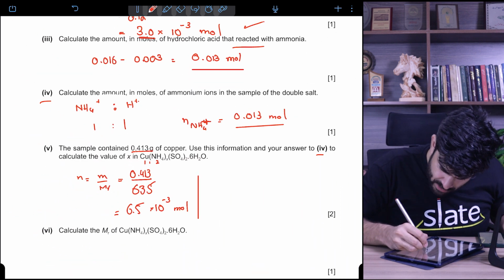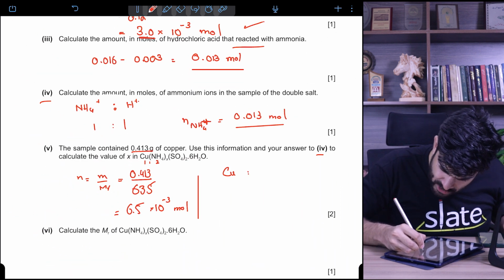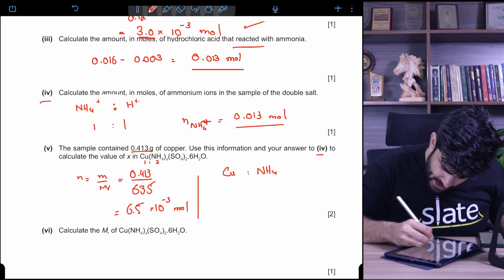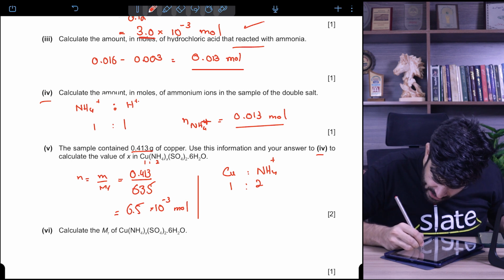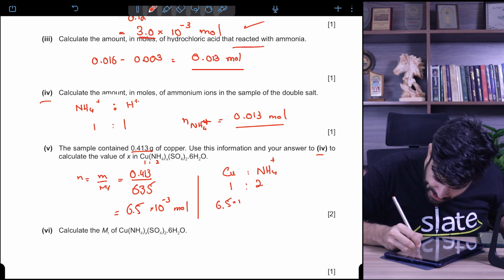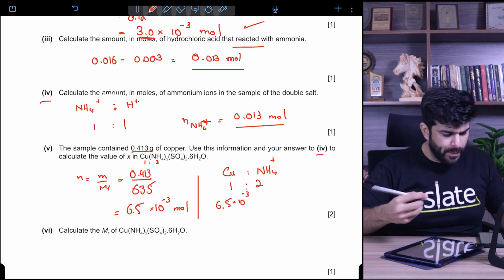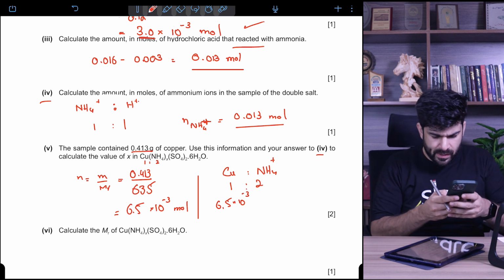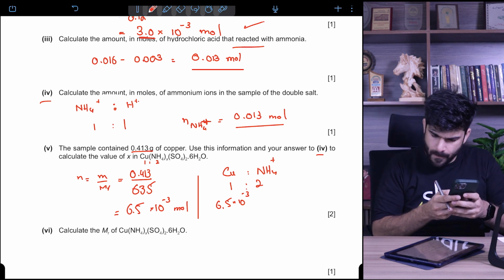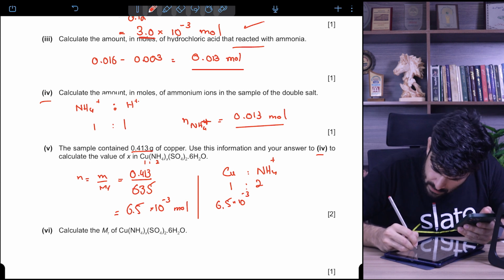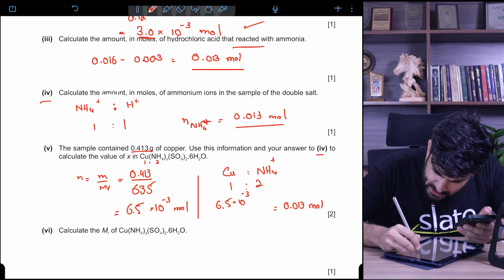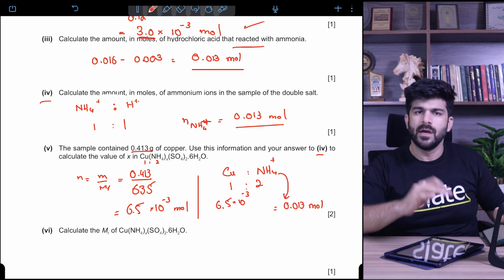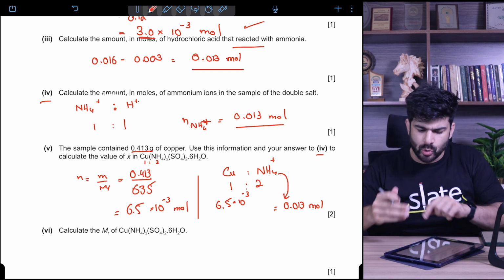So if we make a ratio of copper and ammonium ions. If we have 1 copper, we have 2 ammoniums. But if we have 6.5 into 10 raised to the minus 3 moles, we are going to double the number. And that would be 0.013 moles. So these are the moles of ammonium. Because formula में पता लग रहा है 1:2.